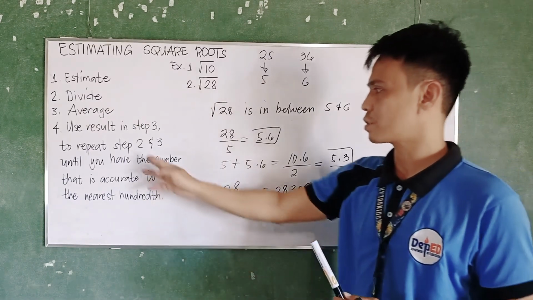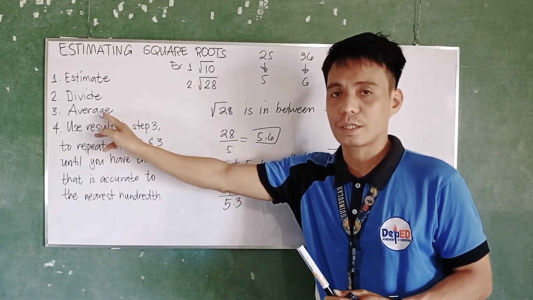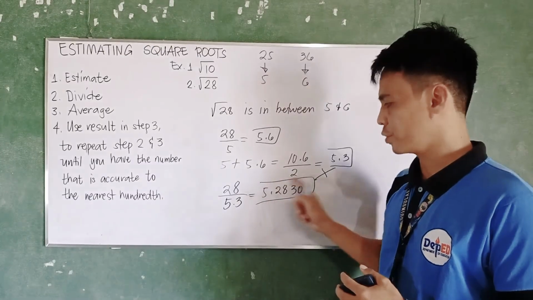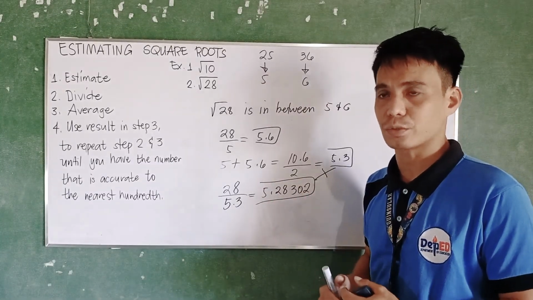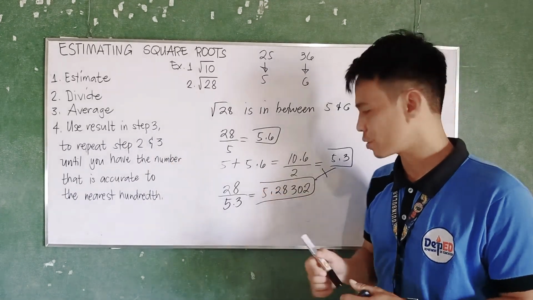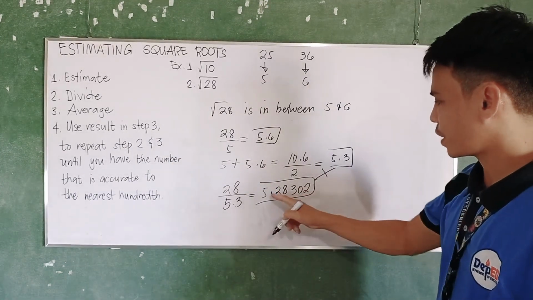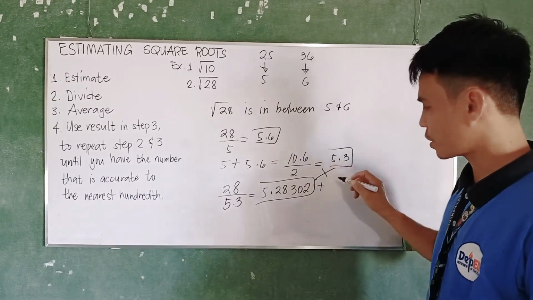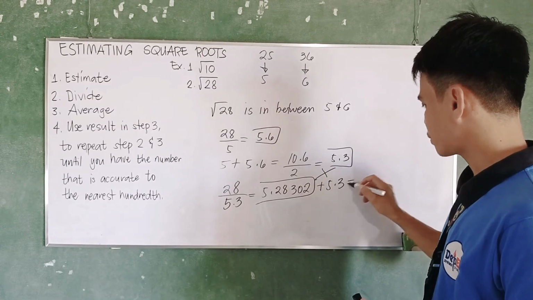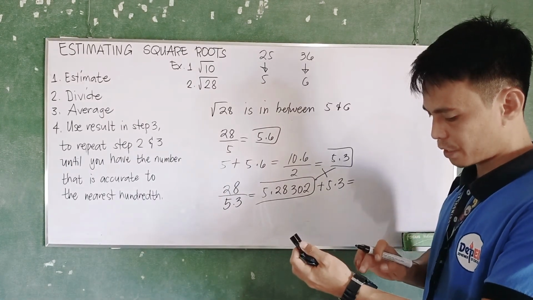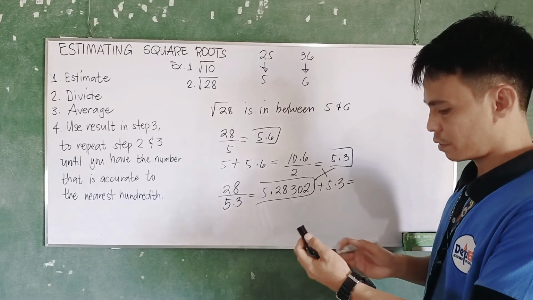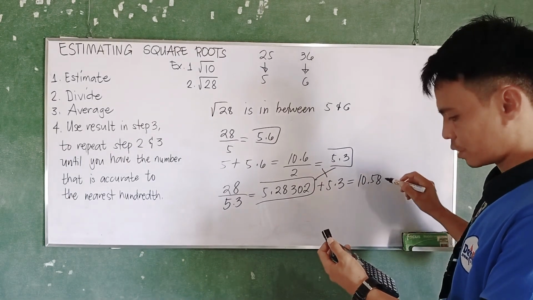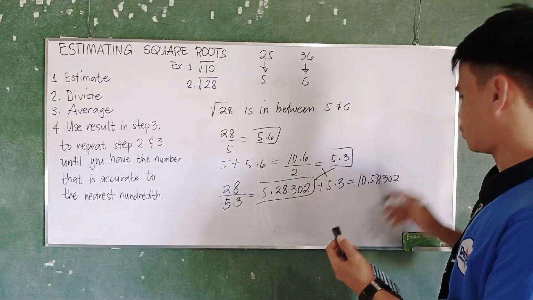Okay, so next is to get the average using the step 3. So, gagawin natin is to add your computed answers and divide it by 2 to get the average. Okay, so therefore we have, this is 5.28302. We'll just add your first computed answer, which is 5.3. So this is plus 5.3. So your answer is 10.58302.